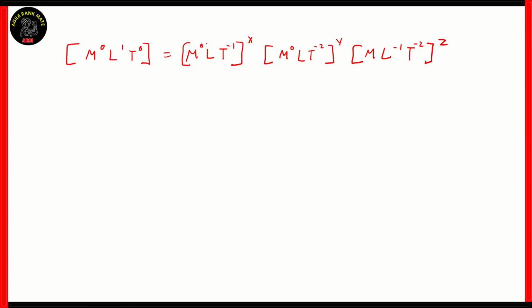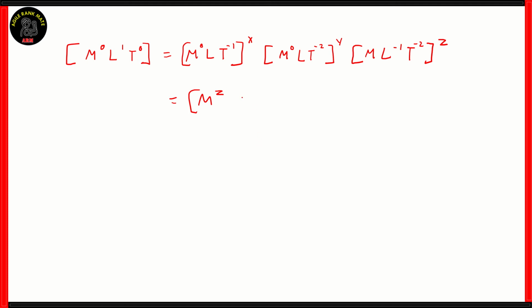Now, if you look at it, we're going to use the laws of exponents to get each of them. So 0 times x is 0, 0 times y is 0, 1 times z is z. So for mass, the exponent would be z.